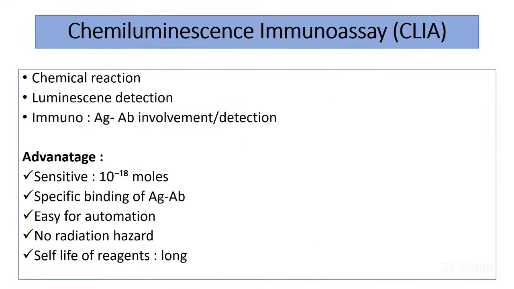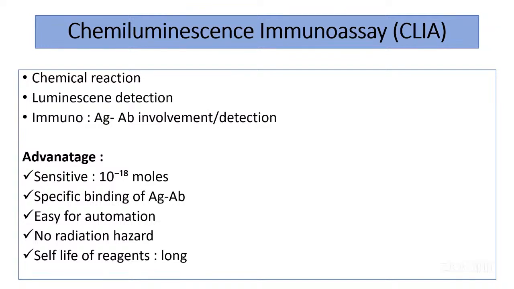Now, chemiluminescence immunoassay. Chemi means there is a chemical reaction going on. Luminescence means detection of light. Immunoassay means the chemical reaction is the reaction between the antigen and the antibody, whichever is our interest, whatever we have to detect. So the name says it all: a chemical reaction, light detection, and an immunological reaction.